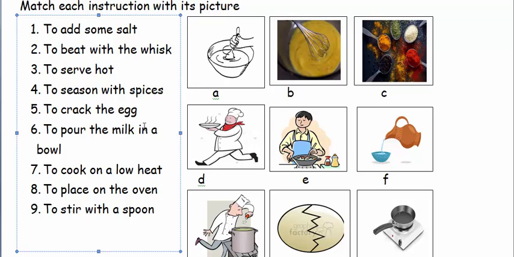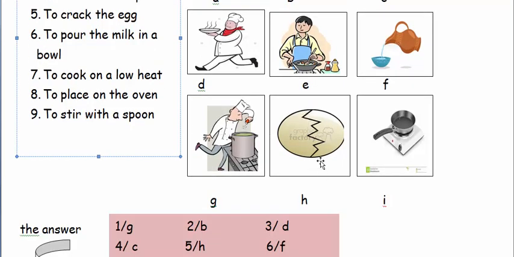So the verb to season in Arabic means يتبل. So when we add spices, we are seasoning. So these are spices, بهارات التتبيل. Okay? To crack the egg. I assume that this is easy. Crack the egg. So this is a crack, a noun. So to crack the egg, this is the verb to crack.